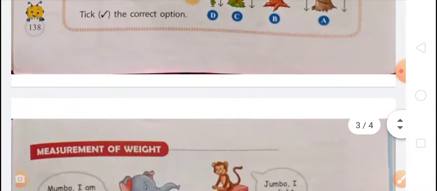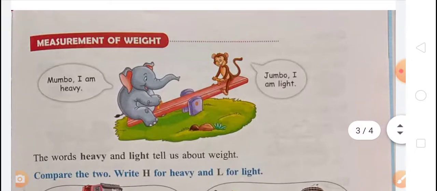Okay. And the next one is measurement of weight. Now the next topic is measurement of weight. What is the measurement of weight? You have to look here. Mambo said I am heavy and Jumbo said I am light. The words heavy and light tell us about weight.